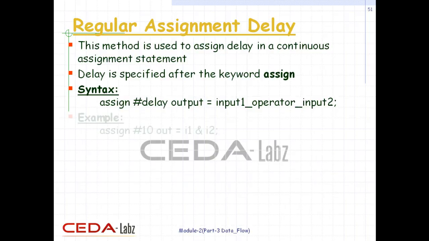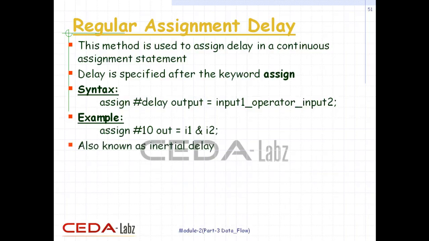Any change in values I1 and I2 shown in the example will result in a delay of 10 time units before a computation of the expression I1 and I2, and the result will be assigned to out. If I1 or I2 changes value again before 10 time units, when the result propagates to out, the values of I1 and I2 at the time of recomputation are considered. This property is called inertial delay.